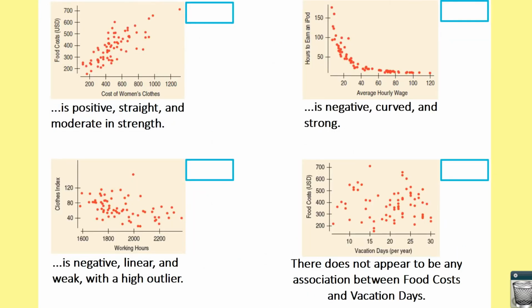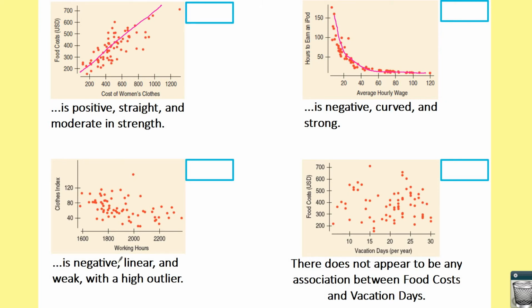Next one. So here we've got 4 examples. This is how I would explain each one. This one is positive, linear, straight, and moderate in strength. It's not super strong because I still have some that are a little bit further out. If I were to draw a line right here, I still have some that are pretty far away. Whereas here, they're all pretty close knit together and form a curved relationship, and this is negative because it's going down.